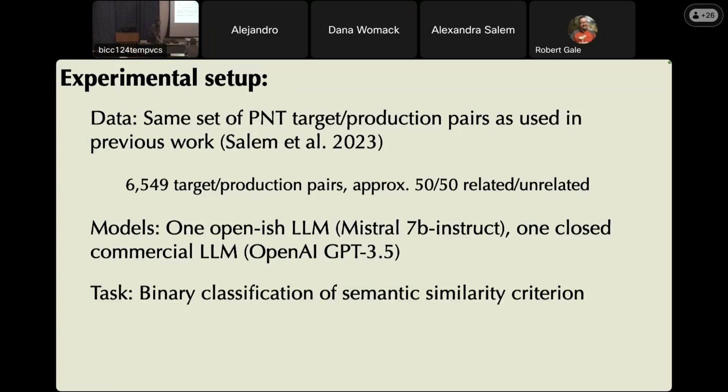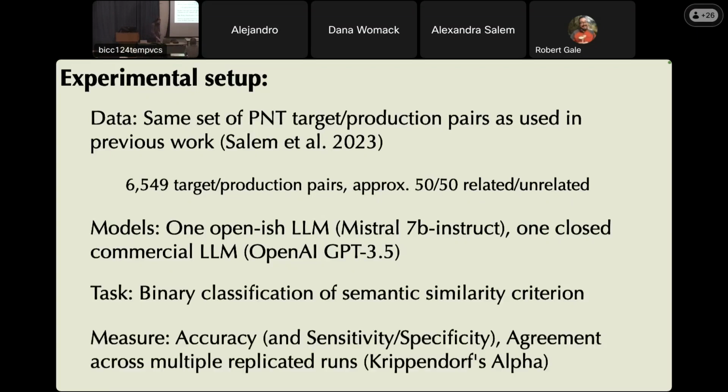The way we set up the task was as a binary classification of semantic similarity according to the PNT rules. For the measures, we looked at accuracy, then sensitivity and specificity, because that's what we looked at before. And then we also looked at agreement across replicated runs. We ran the same experiment 5 times through GPT 3.5 using their chat interface, not the consumer-facing one, but the developer-facing one, which is important for a reason I'll talk about in a second. And then we do Krippendorff's alpha. So we sort of pretend that we had 5 raters, and got a sense of inter-rater agreement.